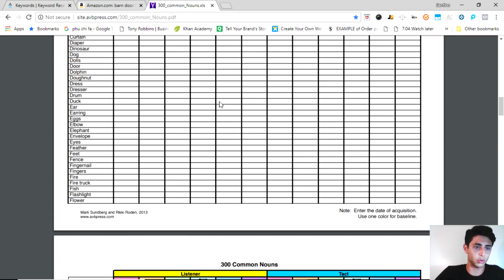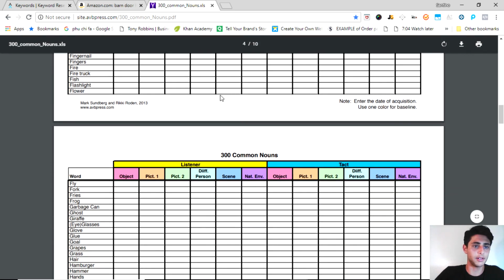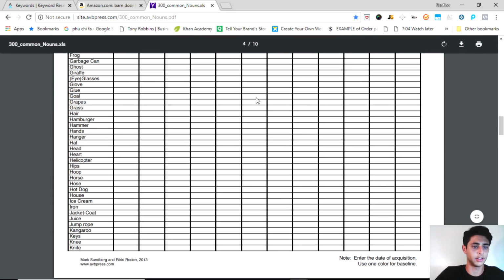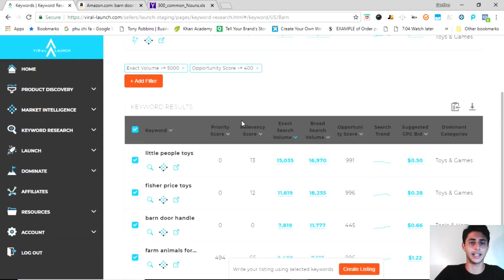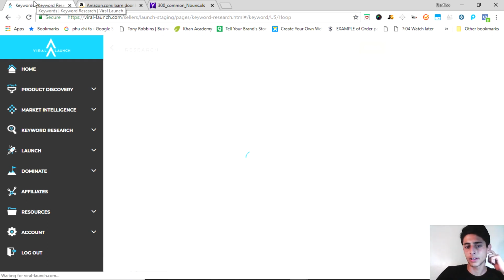So let's use, this time let's go ahead and search for another one. Seeing grapes is kind of interesting. Helicopter might be interesting. Hips. Hoop would be an interesting one. It's pretty vague. Hose. Hot dog. Let's go ahead and use hoops or hoop. So if we just take the keyword hoop and then again just plug it into keyword research, hit enter.